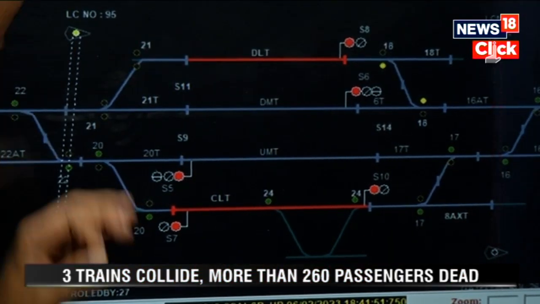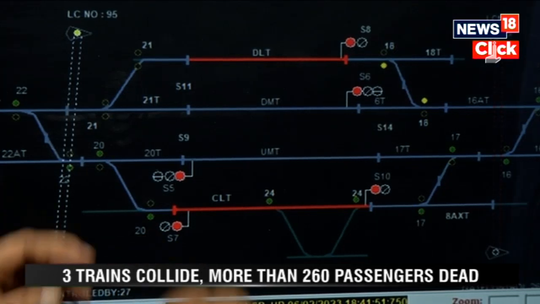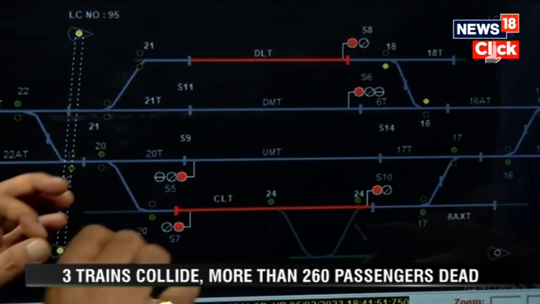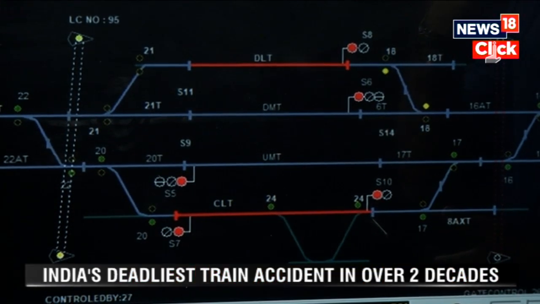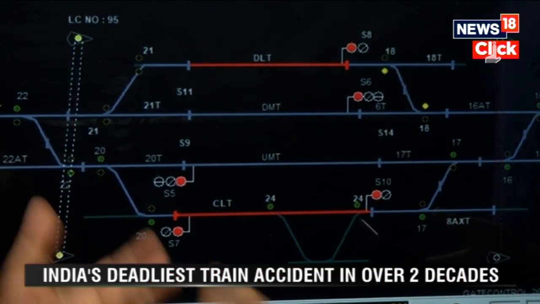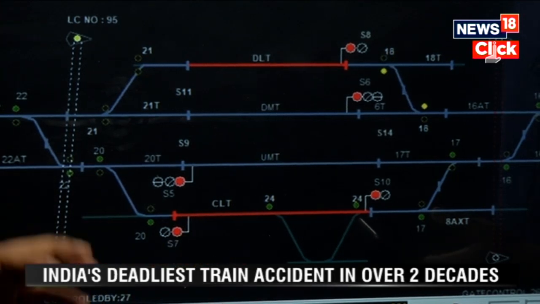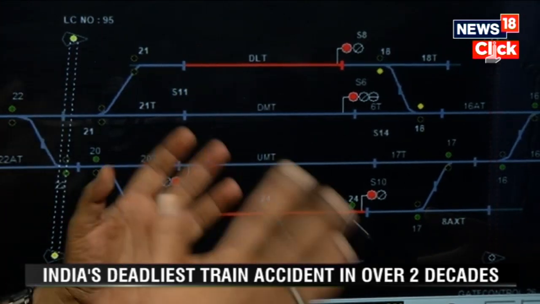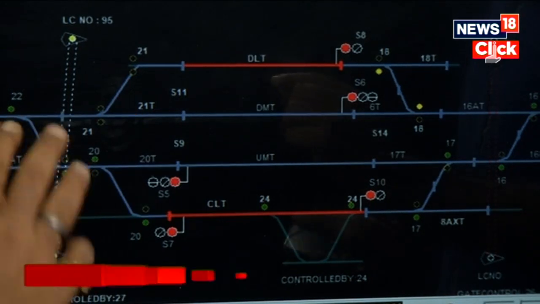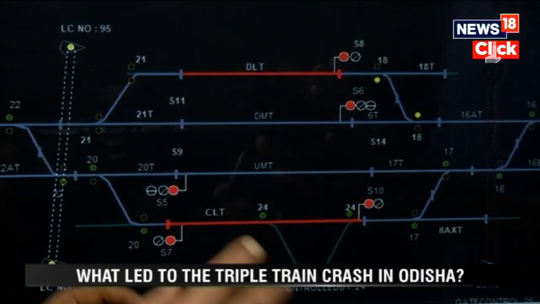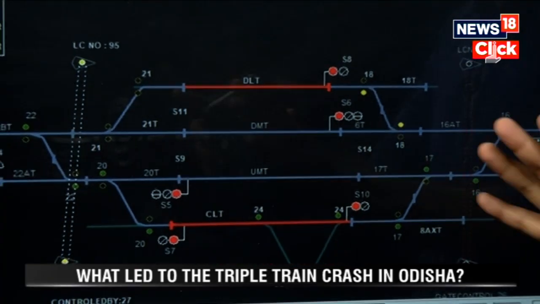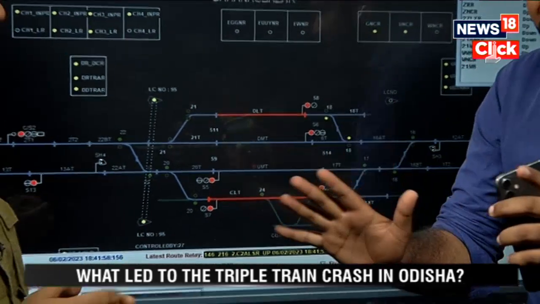According to the initial information we are getting through sources from the railways insiders, it could be a complete signaling failure. It could be a complete RRI failure, a route relay interlocking system failure, that caused the accident. So this is for the benefit of our viewers, sir.